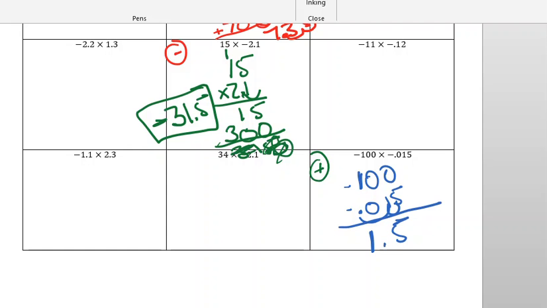Let me show you that over here. I had negative 0.015. When I multiply it by 100, I move the decimal point over 2 places. Since it was negative 100, I'm left with a positive. My answer is 1.5.